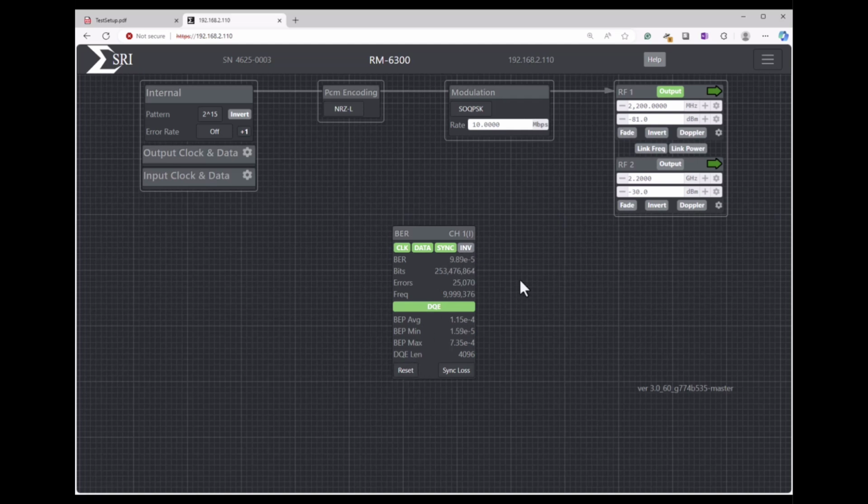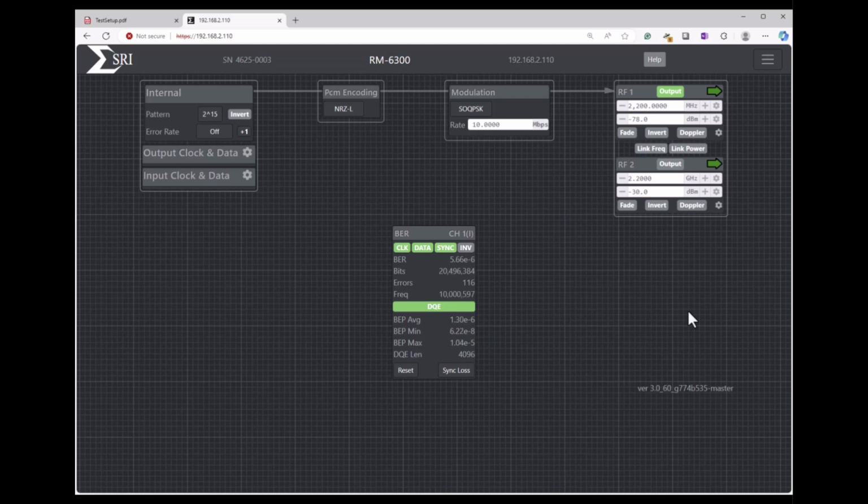Let's reset it again. And we're seeing a degradation to 5 e to the minus 4, give or take, and 1 e to the minus 4 on the DQE estimate. So let's go back to our minus 78 here and reset. And now let's run a test.